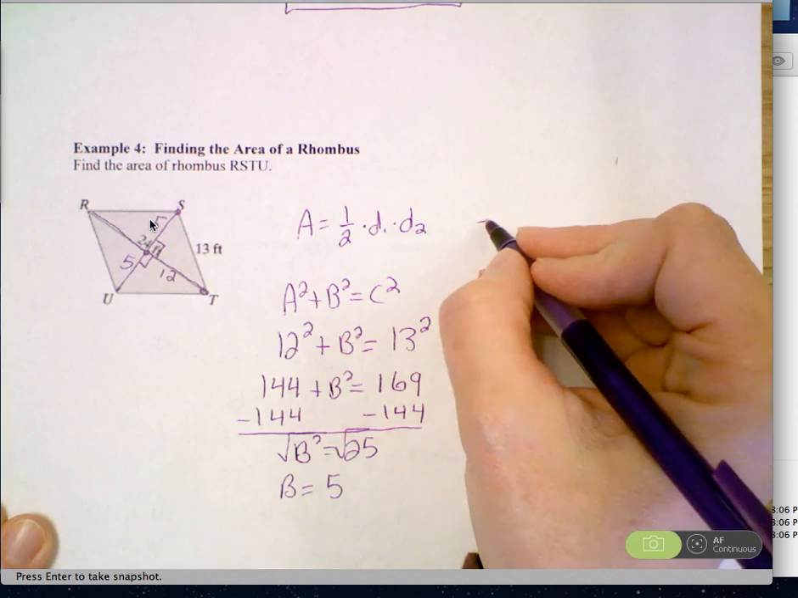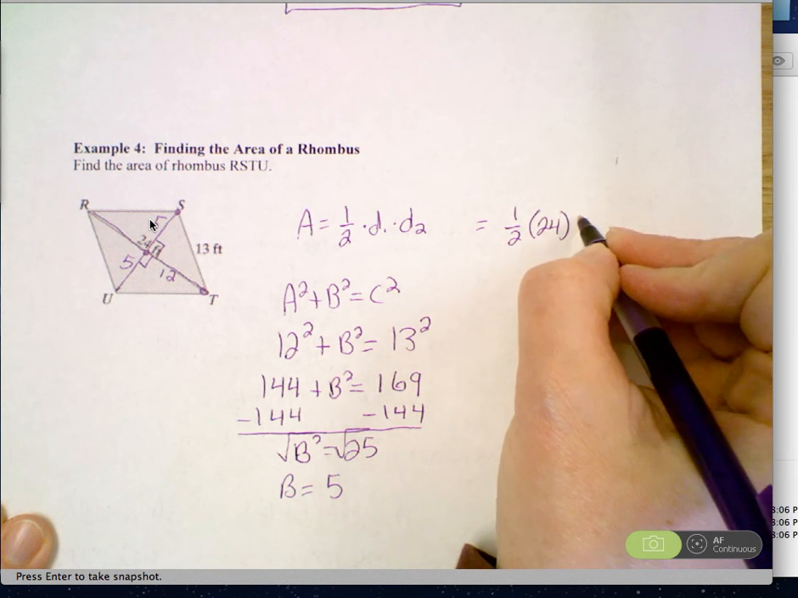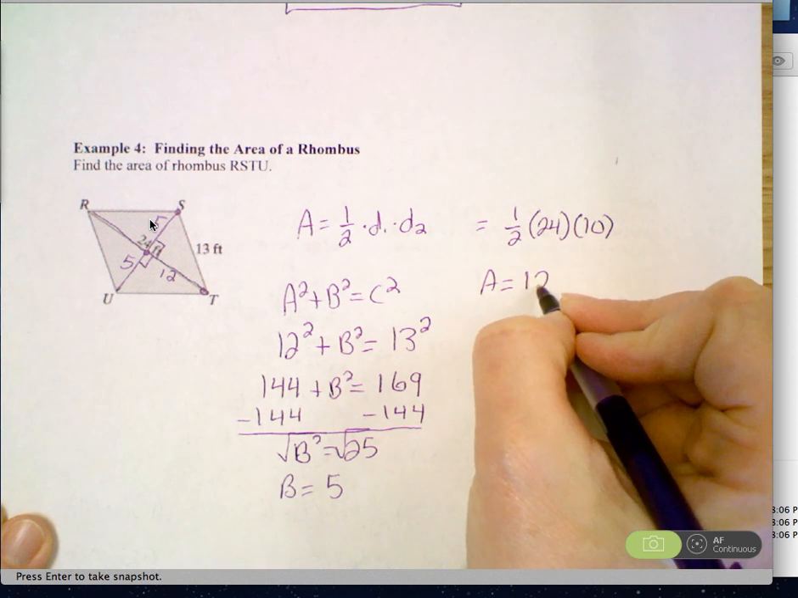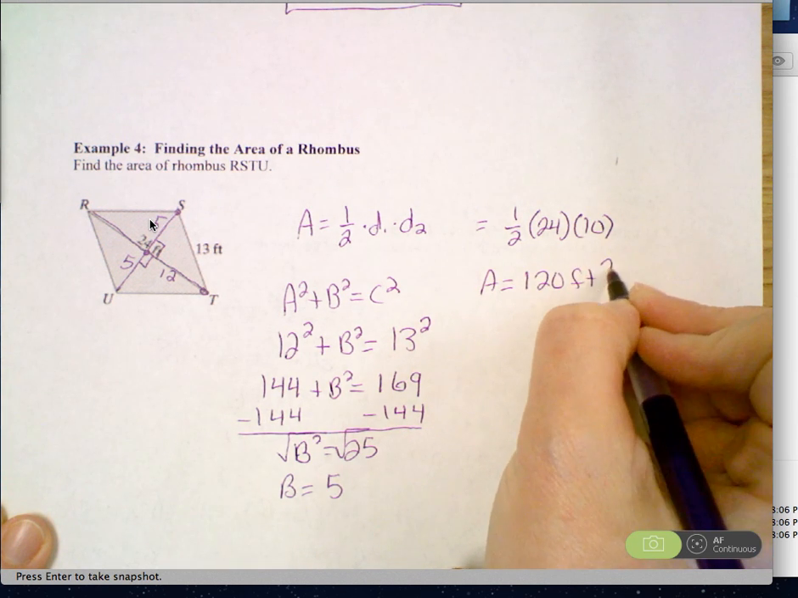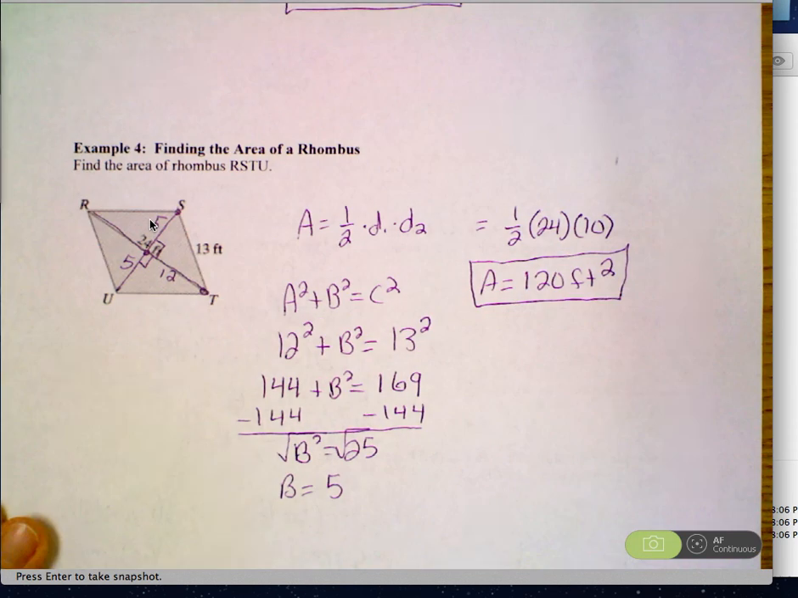So our two diagonals are 24 and 10. So we do 1/2 times 24 times 10. So the area is 120 feet squared. And that is how you find the area of a rhombus. So you now know how to find the areas of trapezoids, rhombuses, and kites. Thank you for listening.